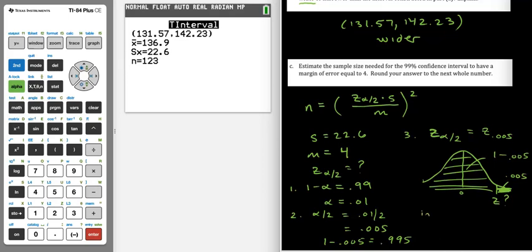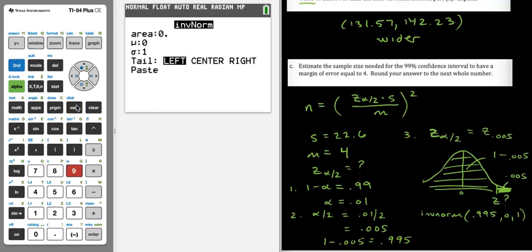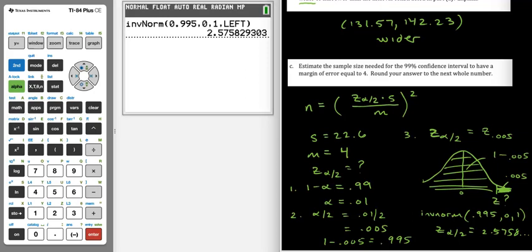We go into inverse norm in the calculator, and we enter in 0.995 with a mean of 0 and a standard deviation of 1. So let's do this. Second vars into inverse norm, 0.995, mean of 0, standard deviation 1, because we're working with the standard normal distribution. The default is always left, and as we have selected here, the tail is on left. We paste that in, and we get a Z-score, our Z alpha divided by 2, that is equal to 2.5758, etc. But remember, the big advantage that we have is this is built into the calculator. We don't have to round it at all. Let's just take the Z alpha divided by 2, multiply it by our S.